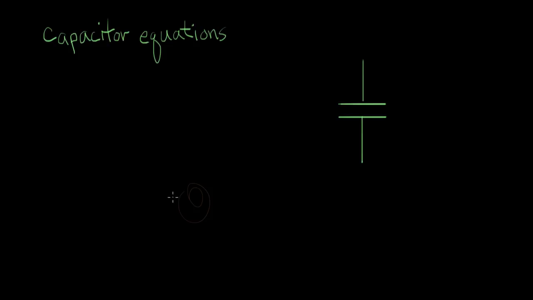We're going to talk about the equations that describe how a capacitor works, and then I'll give you an example of how these equations work. So the basic equation of a capacitor says that the charge Q on a capacitor is equal to the capacitance value times the voltage across the capacitor.